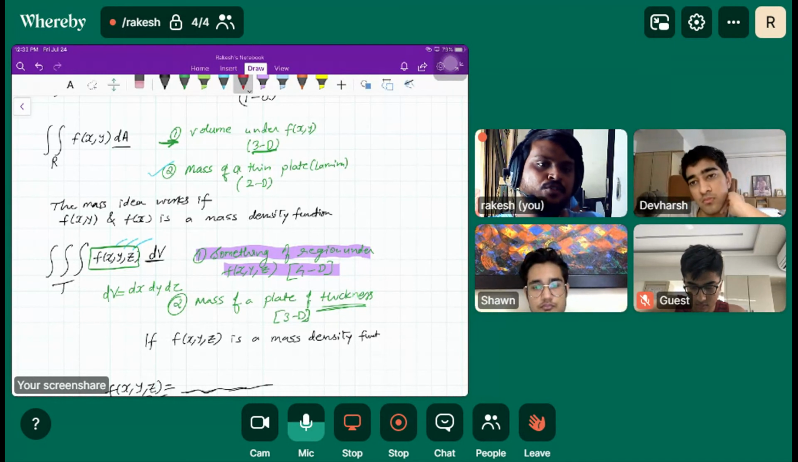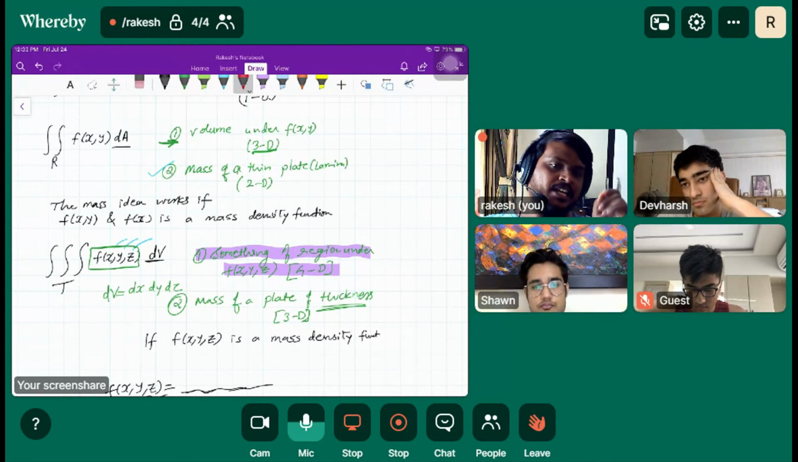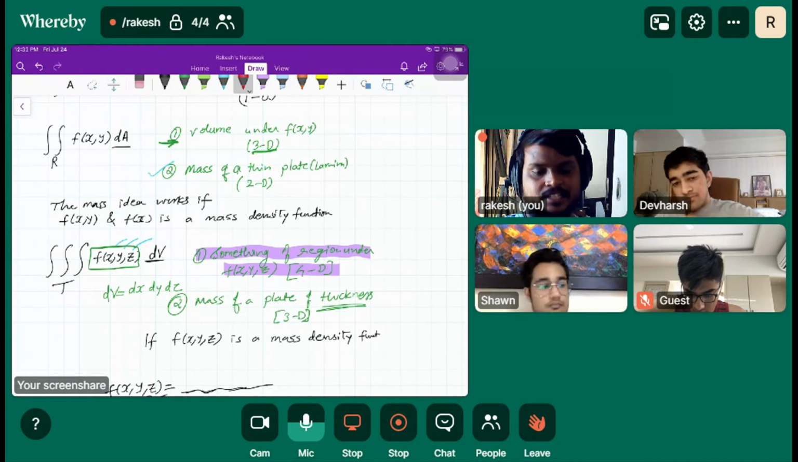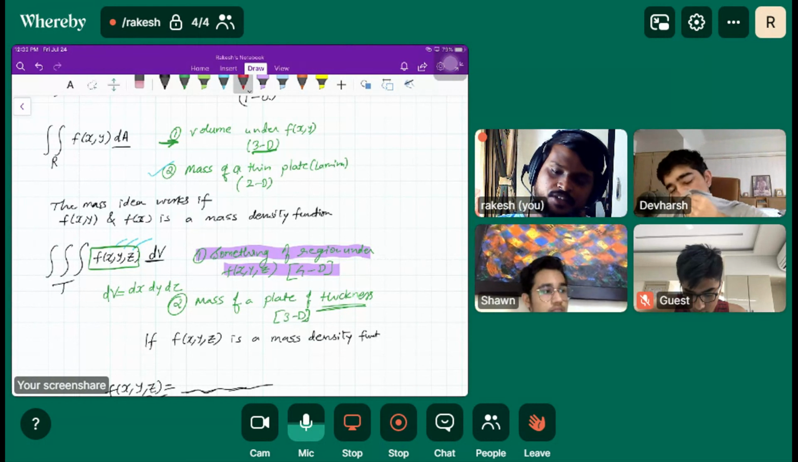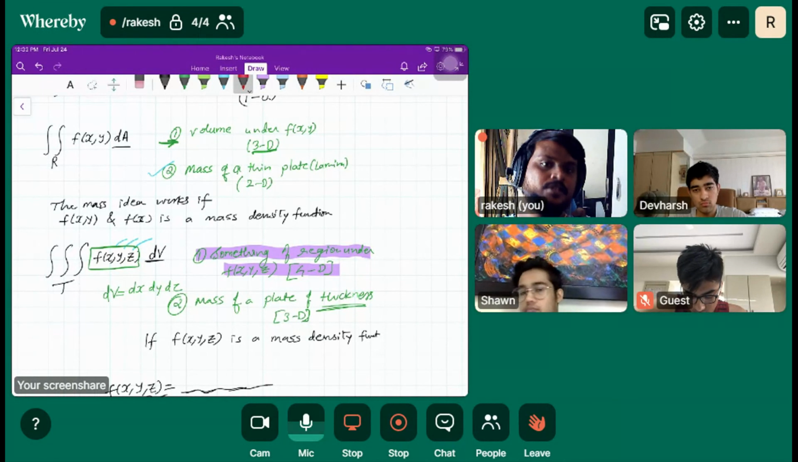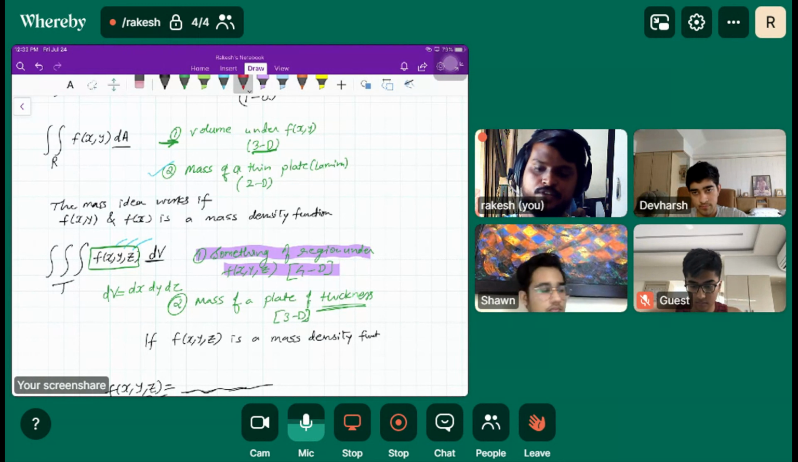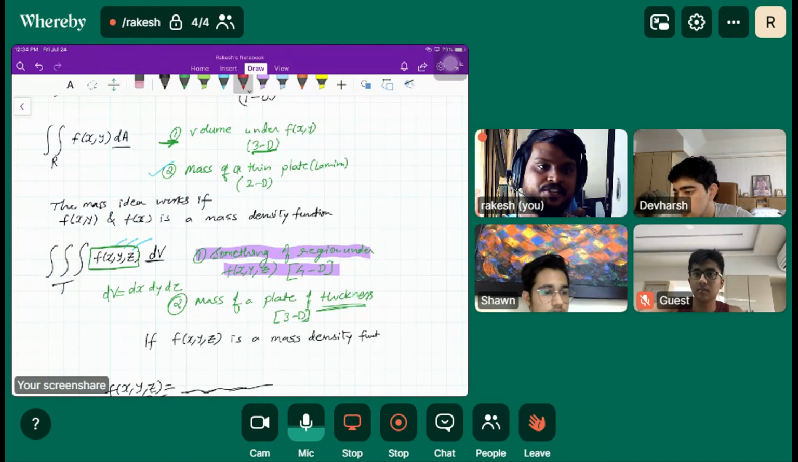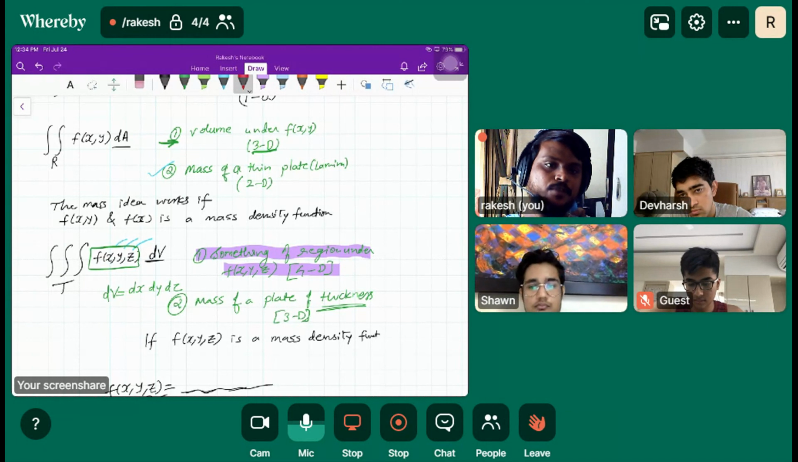We need to talk about the order, dx, dy, and dz, what order we should take. That will be discussed in the next class, and we'll come up with a few examples where we actually find out the mass of a particular object whose mass density function is given. I hope you like this class, because we are doing applications of double integration. Now it's triple integration, so obviously it's more amazing.